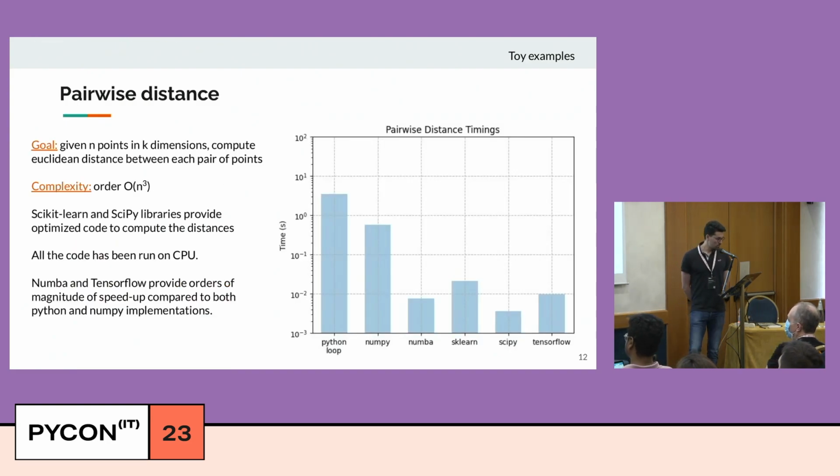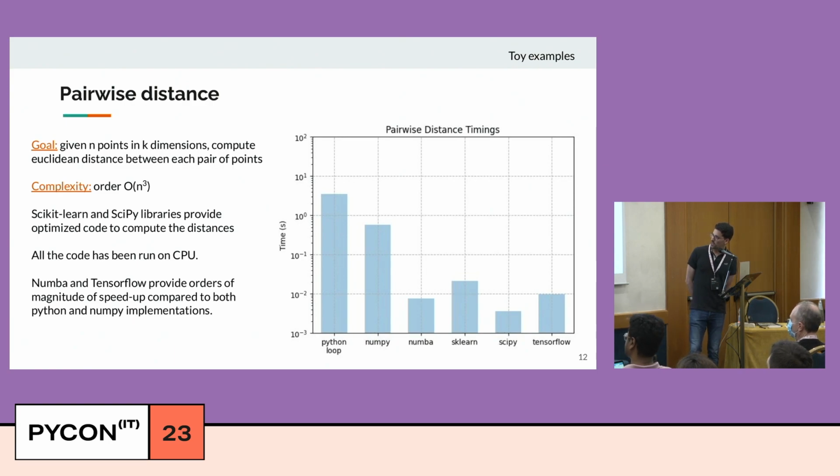Okay, so let's turn to some toy examples. Here we have Pairwise Distance. So we take a set of n points in k dimensions. The goal is to compute the Euclidean distance between each pair of points. As we can imagine, this is a complexity of order n cube. Oh, sorry, maybe this. Oh no, okay, yes, because we have also k dimension, which can be large. Sorry. Yes, n square k could be better. Yes, sorry for the typo.